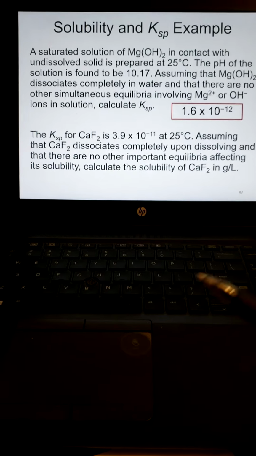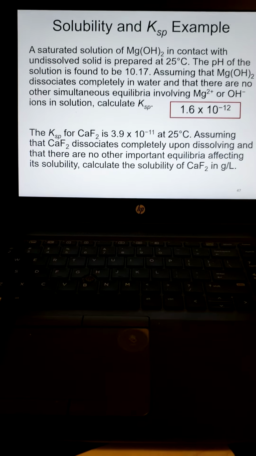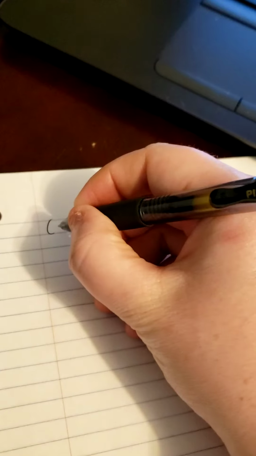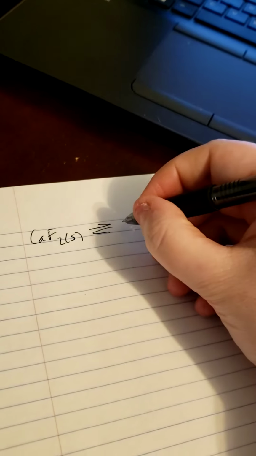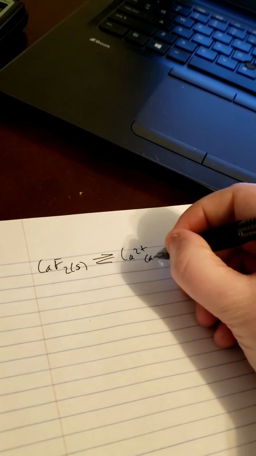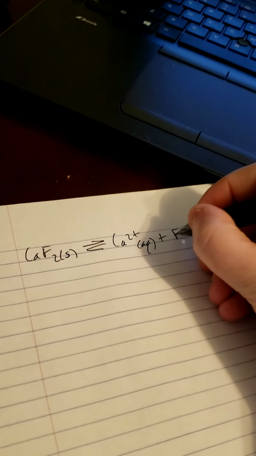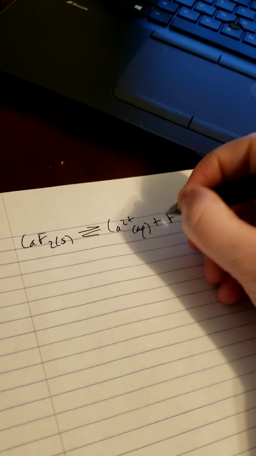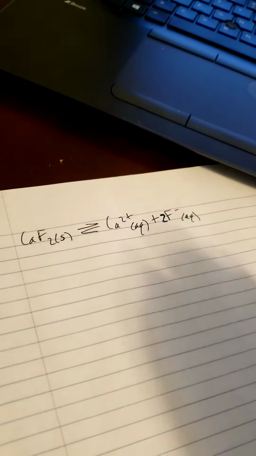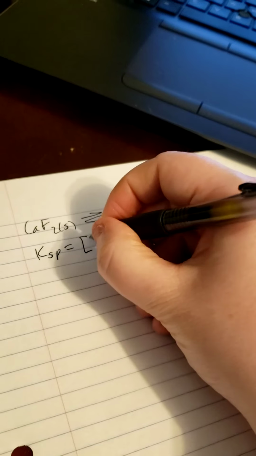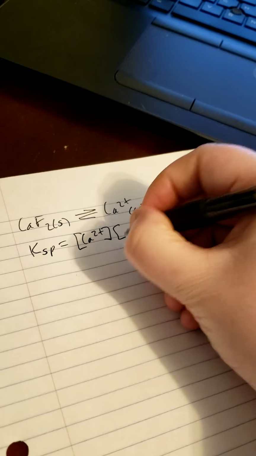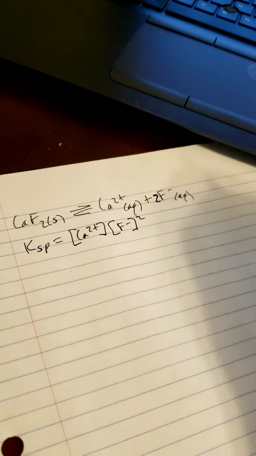We're going to start out this question just like we've been starting out the rest of them. So let's first start out by writing out our dissociation equation. Calcium fluoride is going to dissociate into calcium ions and fluoride ions, and I forgot my two fluoride ions. Now let's write the Ksp expression. Ksp is equal to the concentration of calcium times the concentration of the fluoride ion squared.